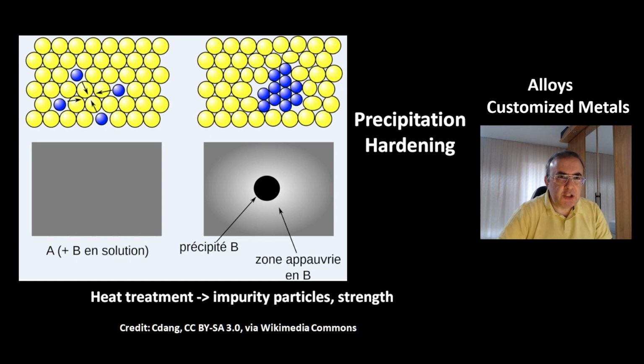Not only the composition of an alloy is important, but also its treatment. This is one example that's called precipitation hardening. This special heat treatment produces impurity particles, and these particles give the alloy strength.